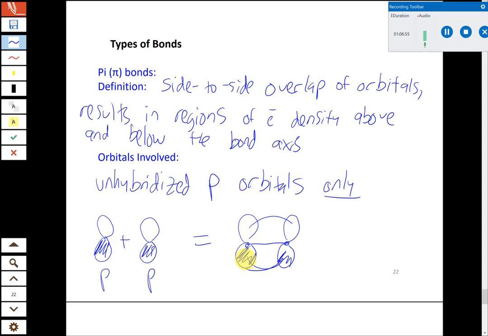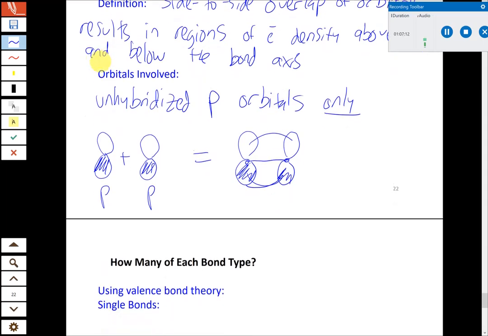So this is referred to as a pi bond, where the electron density is now above and below the axis between the two bonded nuclei. And it has to use unhybridized p orbitals. Those are the only types of orbitals that can form pi bonds. S orbitals cannot form pi bonds. Hybrid orbitals cannot form pi bonds, only p orbitals.